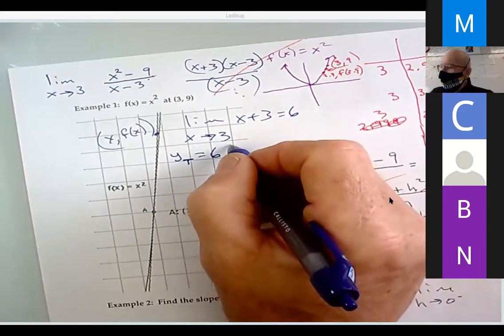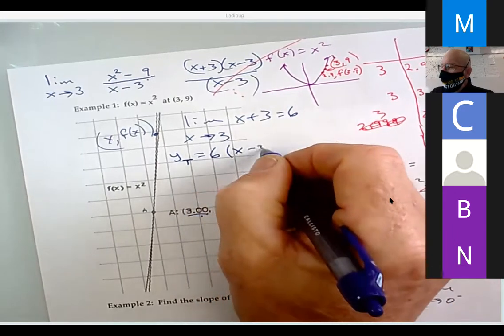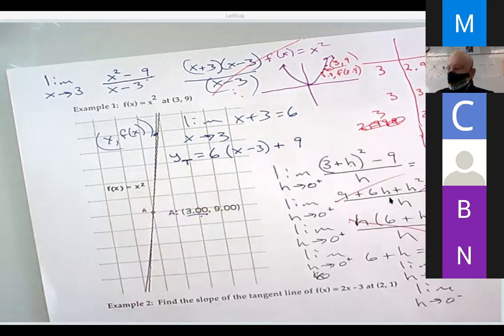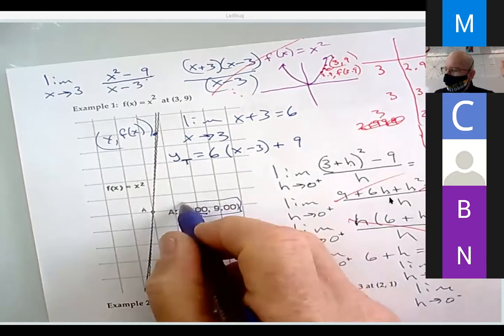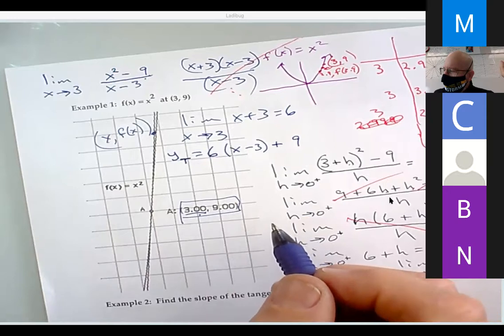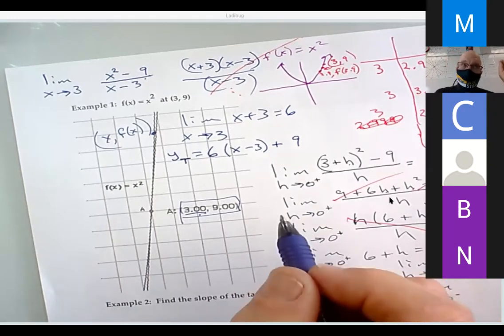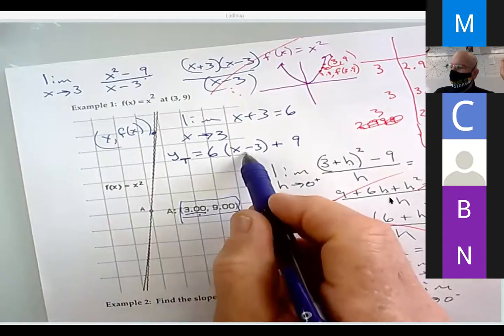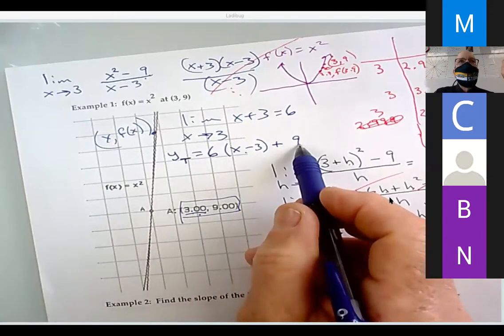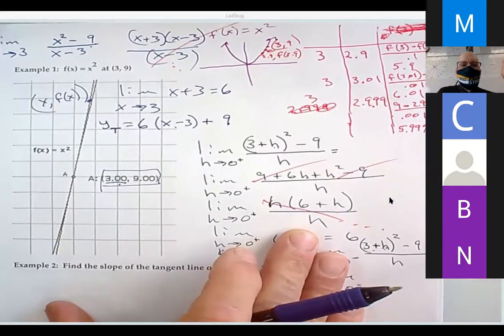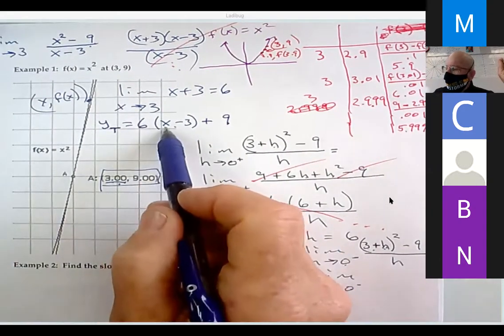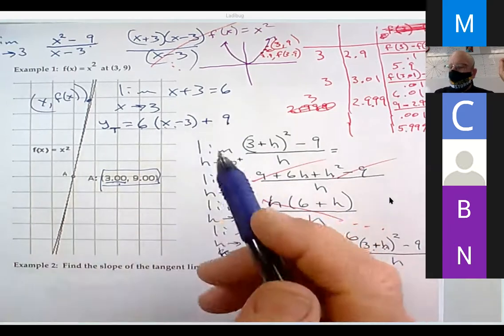So this is what I do. x minus 3 plus 9. There was my point, right, Heidi? Now, Heidi, I am totally worried like all the time. So what I do is I plug 3 in here and I say, do I get 9 as my answer? If I plug 3 in here, I take 3 minus 3 times 6 plus 9. Will I get 9?